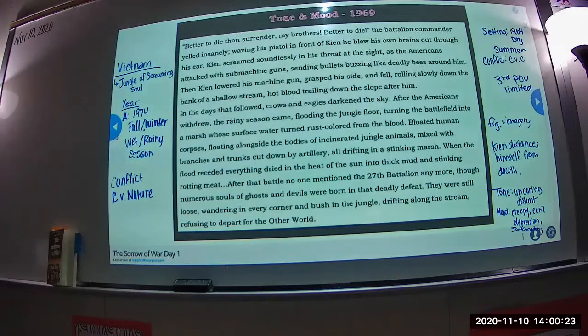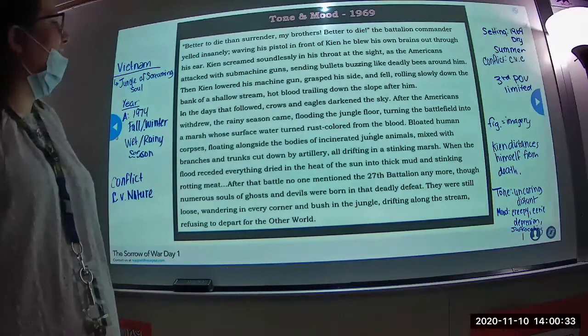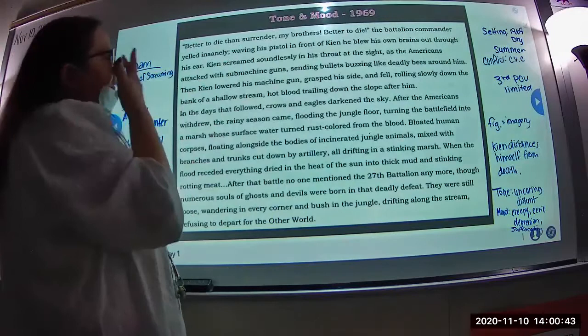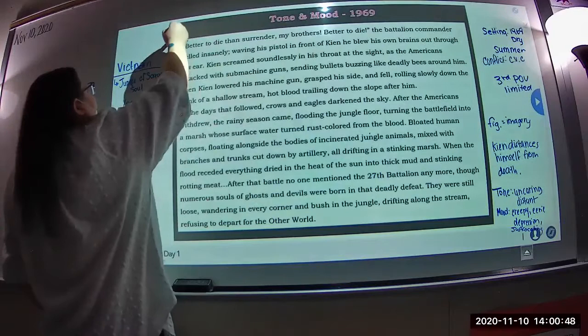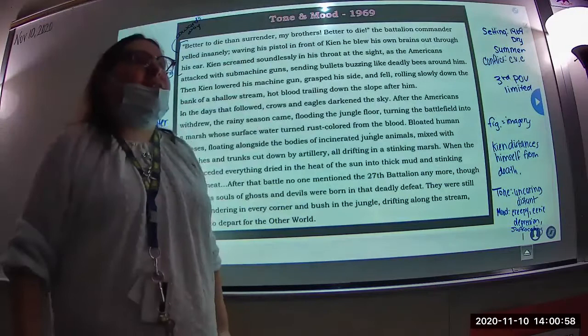Okay, so the first thing that happened, did he actually just shoot himself in front of the man? So let's talk about that. He tells them, better to die than surrender, my brothers, better to die. And then he kills himself. What do you think about that? That's a coward's way out. So it's a coward's way, and he's hopeless, right? But a lot of people would say that suicide is actually the ultimate surrender. So it's kind of hypocritical, right?